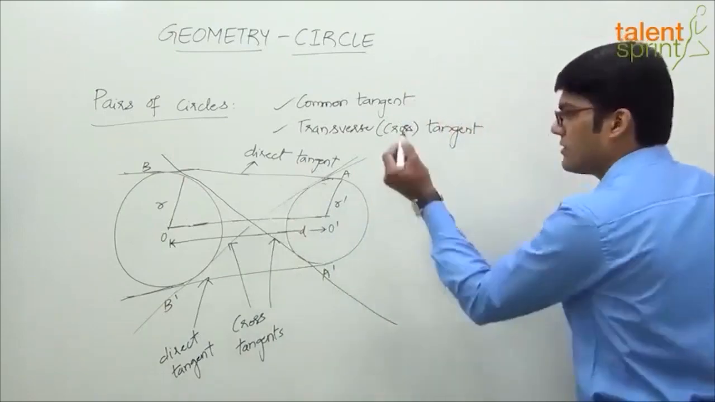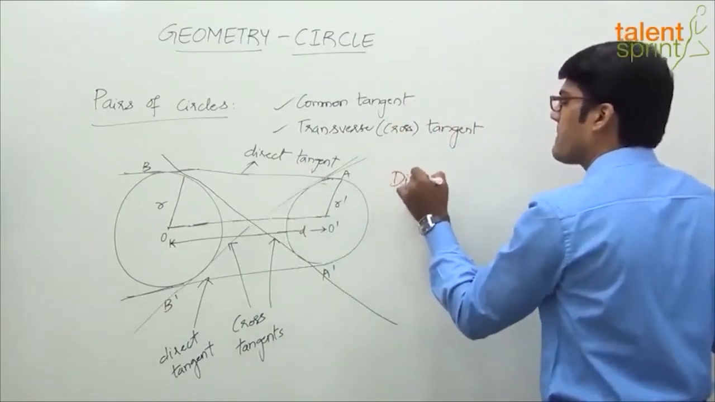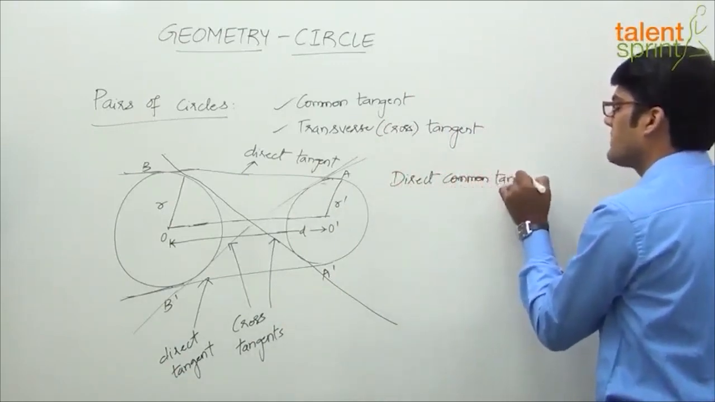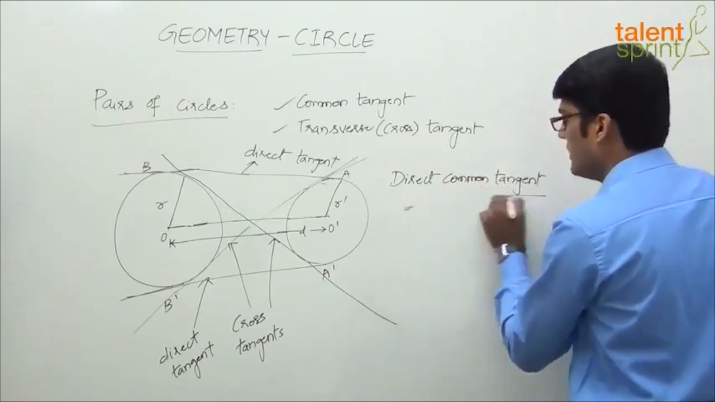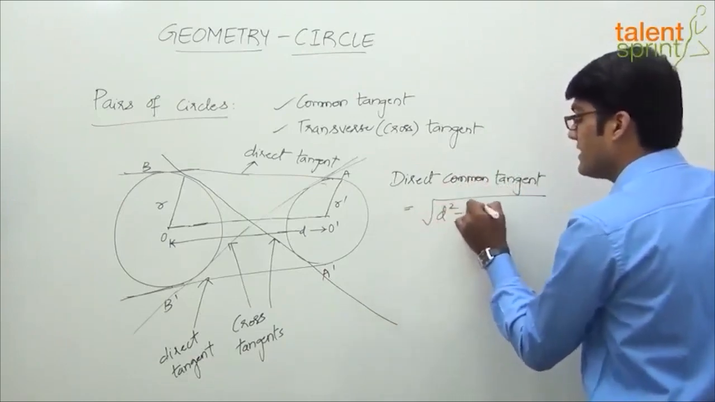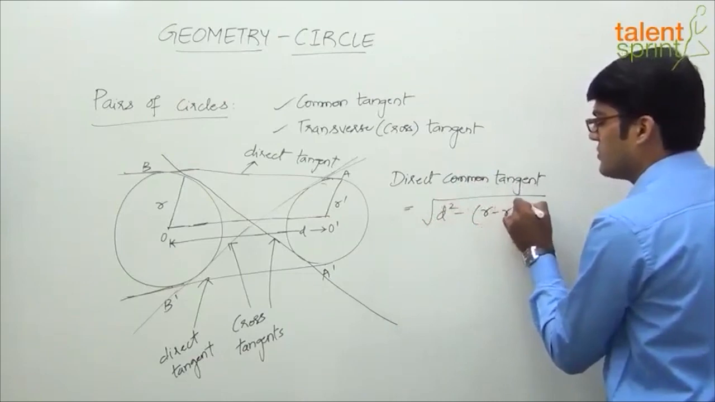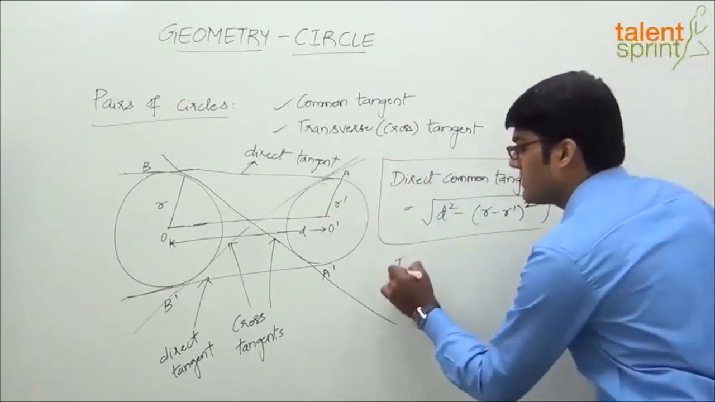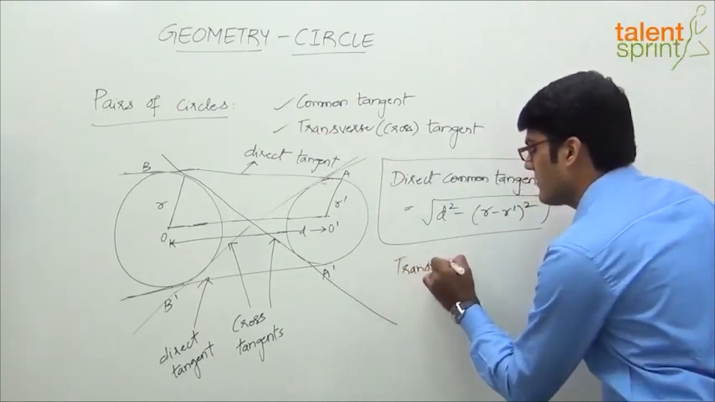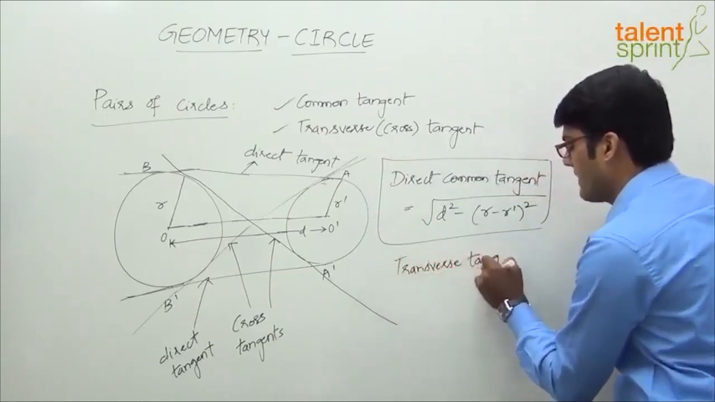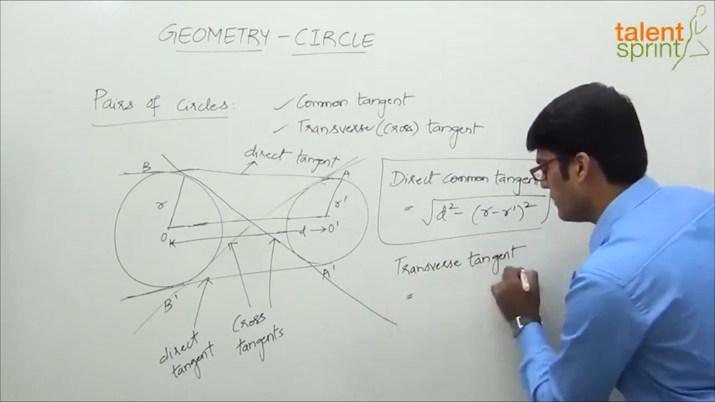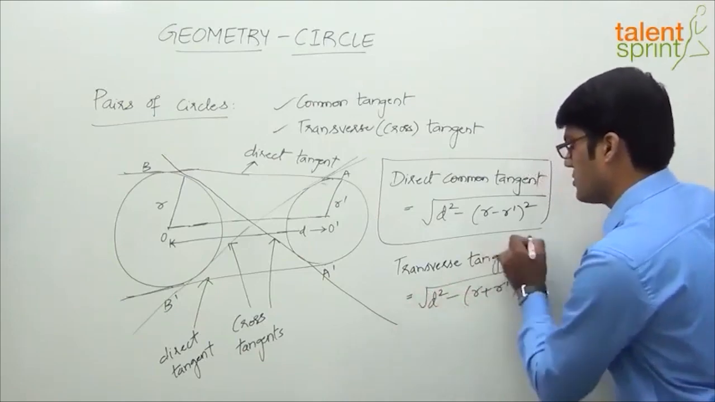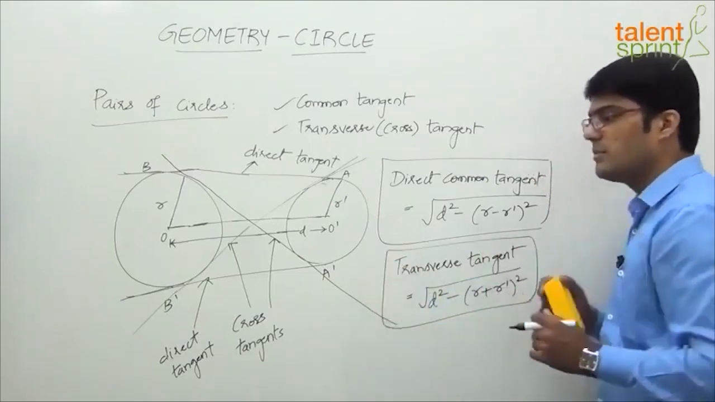Understand, direct tangent or direct common tangent. These are formulae you just need to remember. Direct common tangent length will be equal to root over D squared minus of R minus R dash whole square. This is the length of the direct tangent. And the length of the transverse tangent will be equal to root over D square minus of R plus R dash whole square. Get the point? So two types.